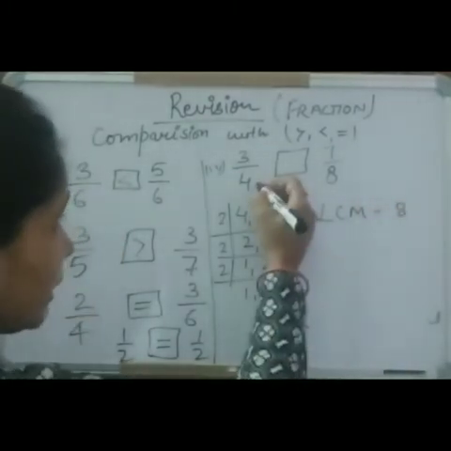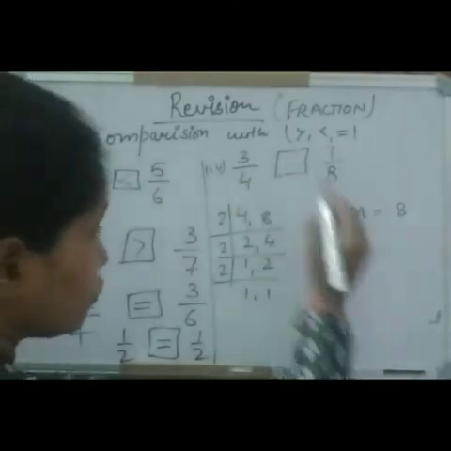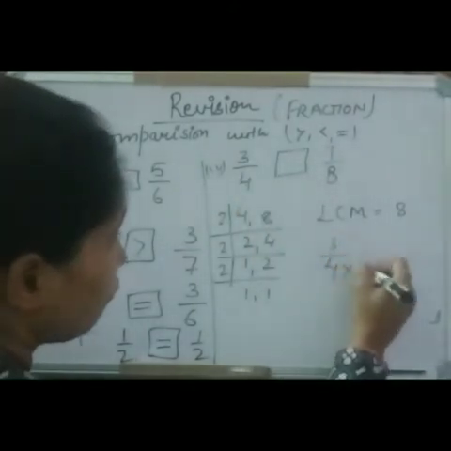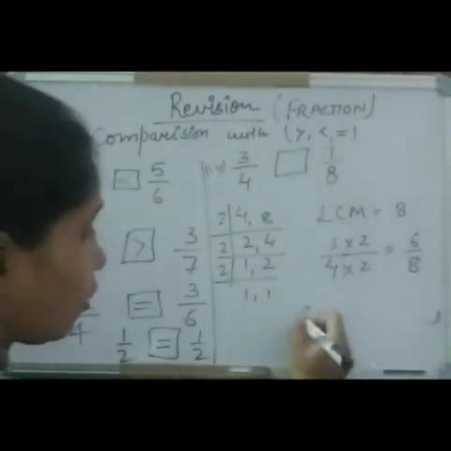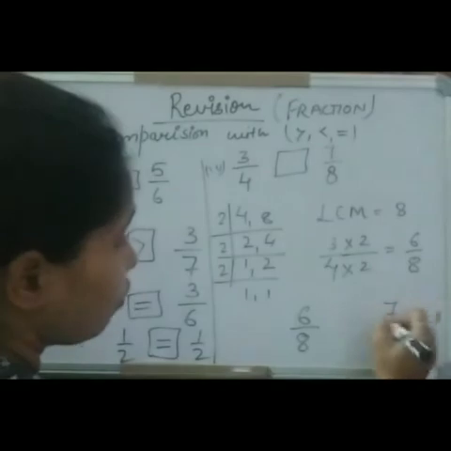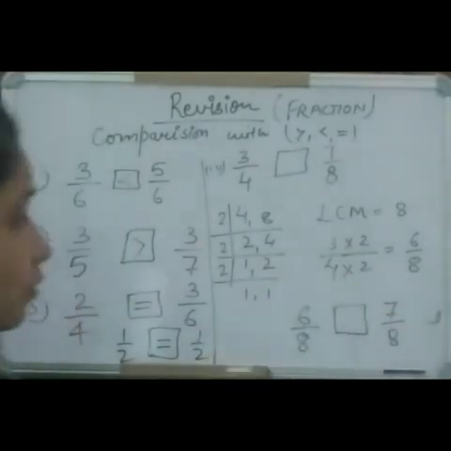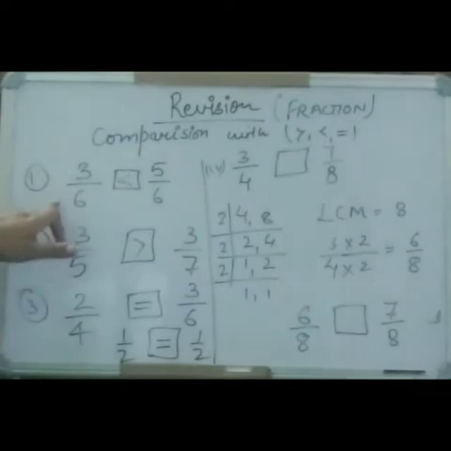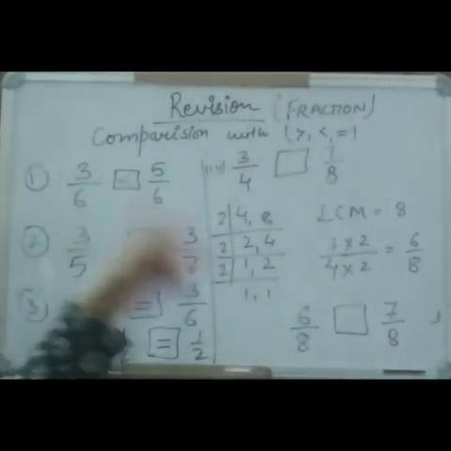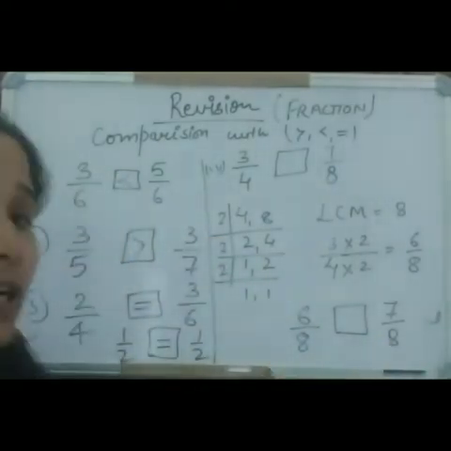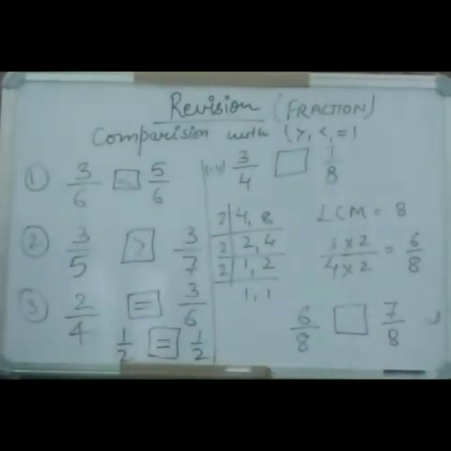So what will we do? We will make this one also 8, and this one is already 8. So how will we make it 8? 4 twos are 8, so 3 twos are 6 by 8. Now it will become 6 by 8 and this one is already 7 by 8. Now this is similar to the first one. Here denominators are same, so the fraction with the greater numerator will be greater. So 7 by 8 is greater. Got it?